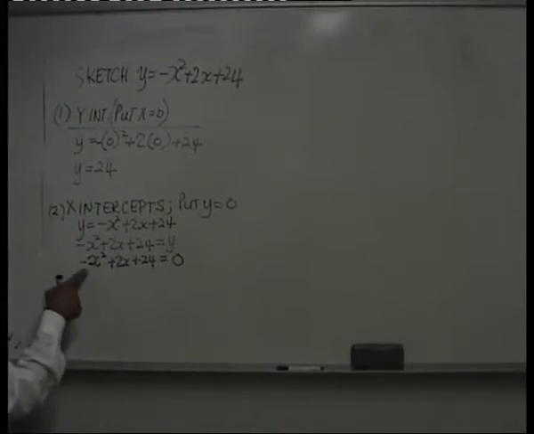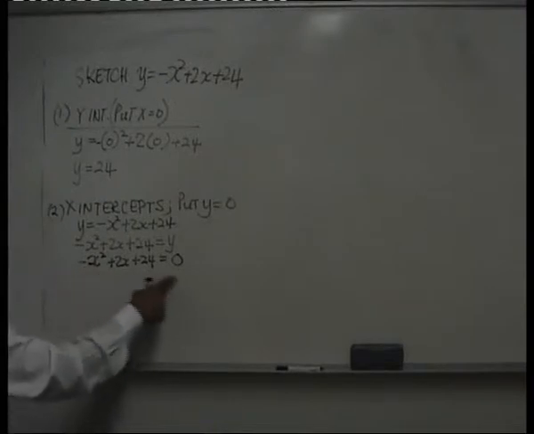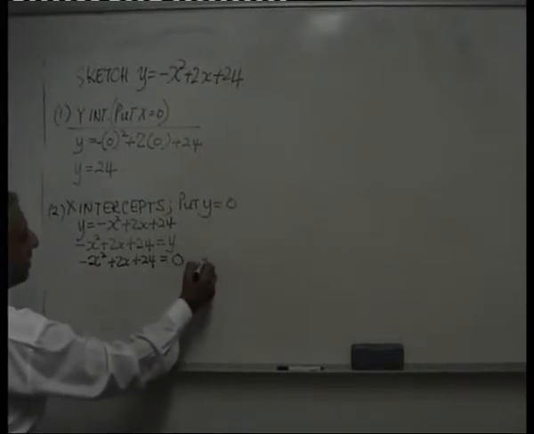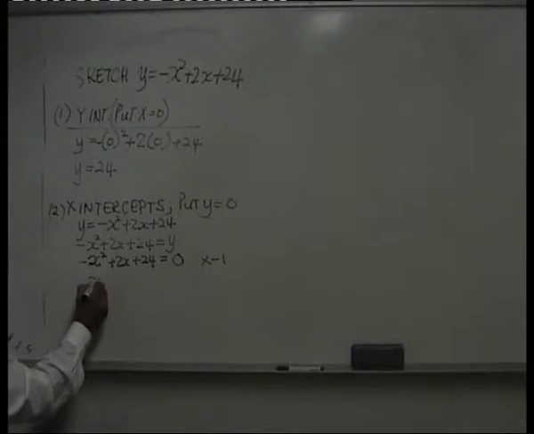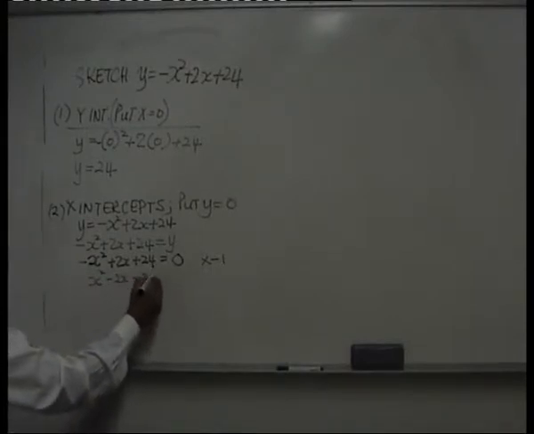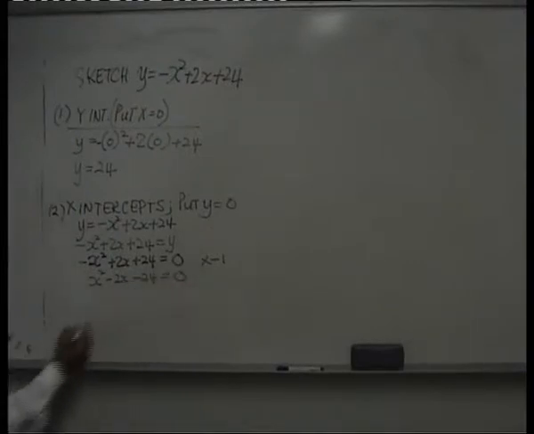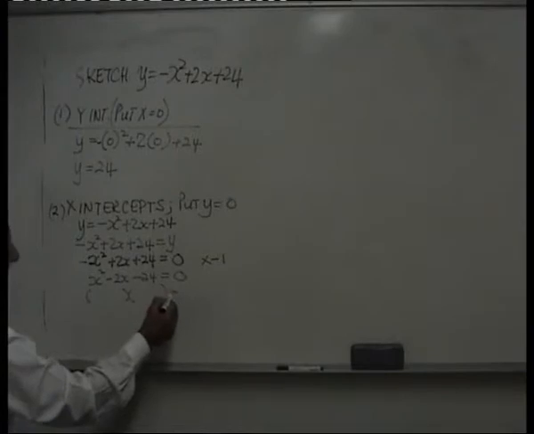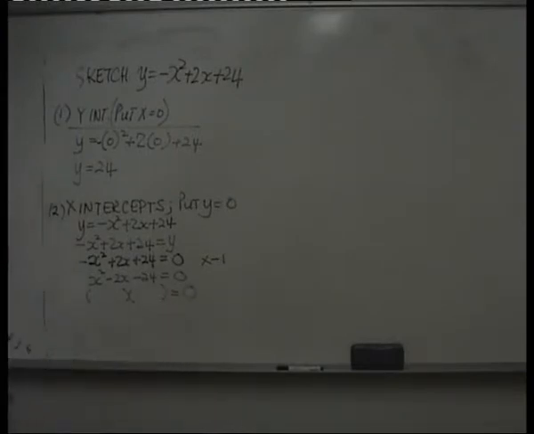So you don't like to do this. You don't like working in the negative here. So you can make your life easy by multiplying this whole thing by negative 1. So this becomes x squared minus 2x minus 24 is equal to 0. And then you factorize. Once again, you've got to know your factorization. If you don't know your factorization, you are in trouble.